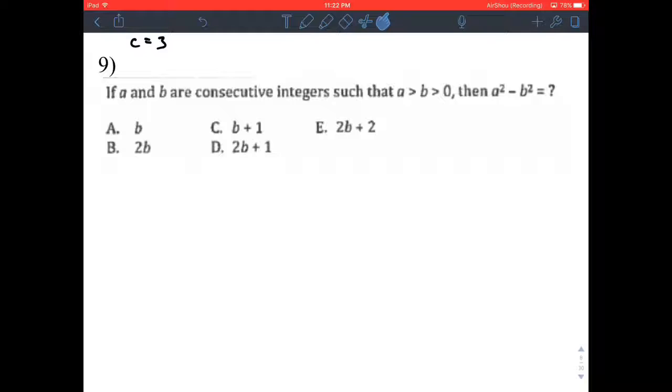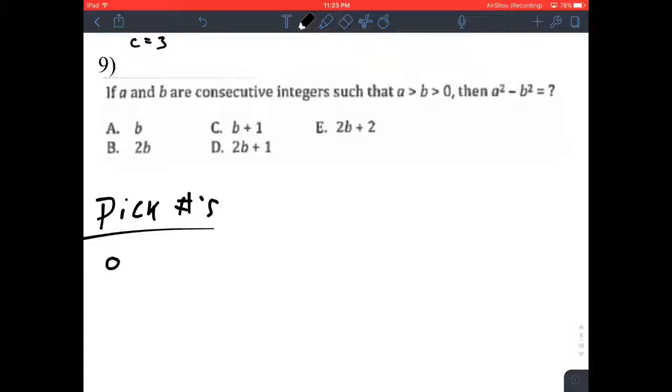Number 9. If a and b are consecutive integers, so that a is bigger than b is bigger than 0, then a squared minus b squared is what? This is another example where if you pick your own numbers, I'll show you how this works. It makes this problem fairly easy to do. So it says a is bigger than b, and once again we want to try to avoid using the number 1. So I'm going to say that a is 3 and b is 2. A is bigger than b because 3 is bigger than 2.